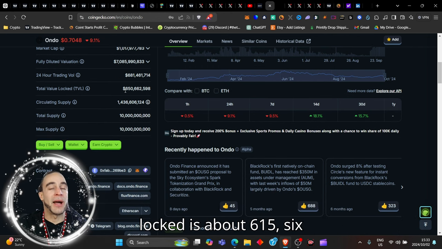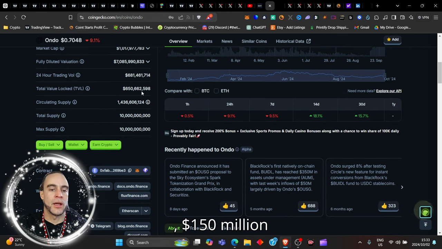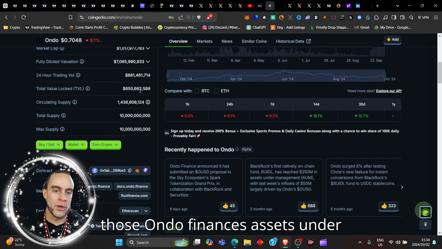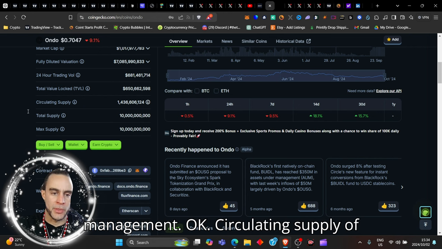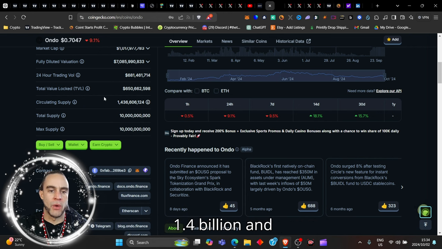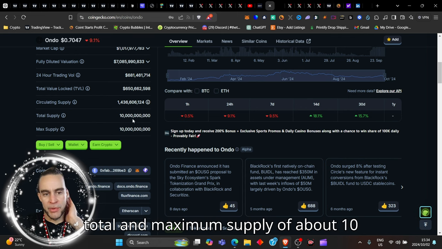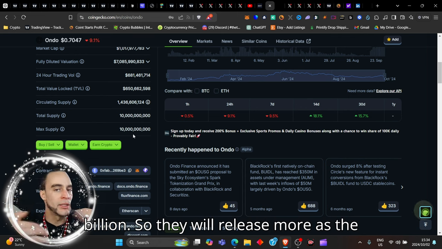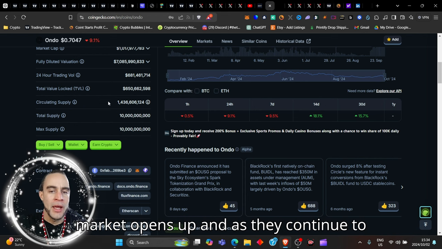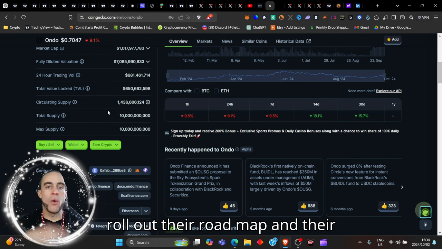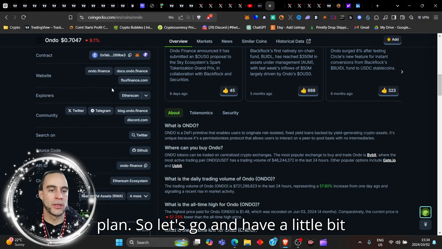Total value locked is about $650 million, which are Ondo Finance's assets under management. Okay. Circulating supply of 1.4 billion, and total and maximum supply of about 10 billion. So they will release more as the market opens up and as they continue to roll out their roadmap and their plan. So let's go and have a little bit of a look.